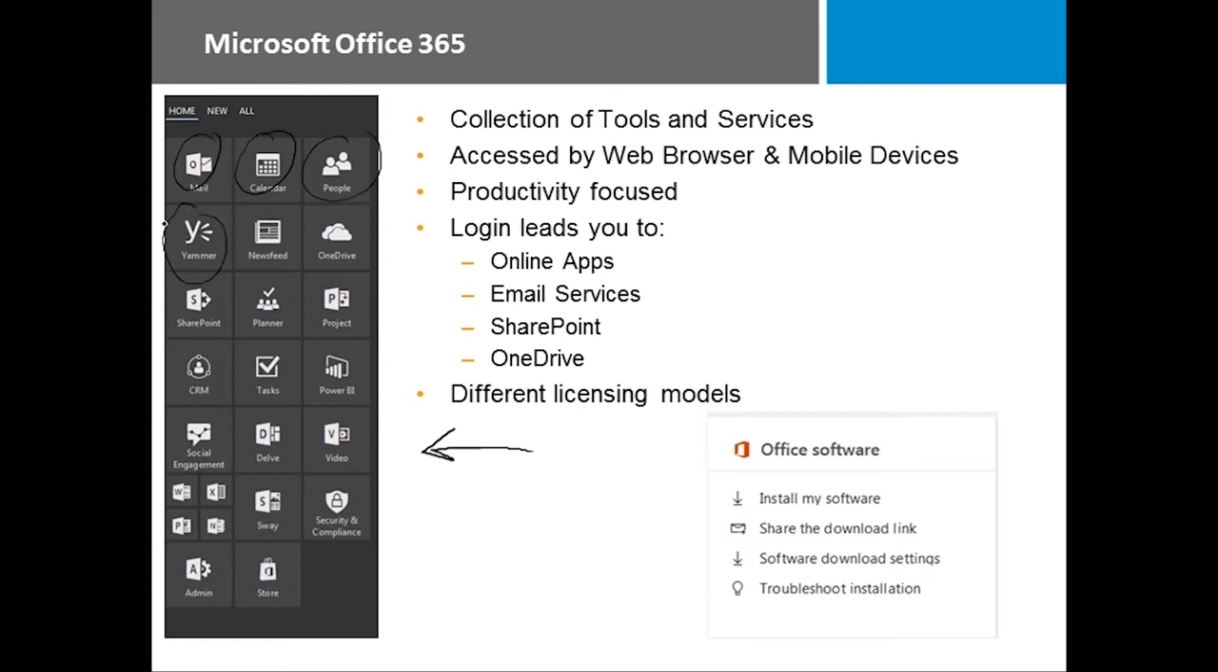Yammer is really about social media. We have a news feed, which is an extension of such. OneDrive, which is a portal up in the cloud to store your documents. We have SharePoint sites we'll take a look at. We have Planner apps, Microsoft Project, which actually is, in fact, a separate license. We have Dynamics CRM, again, a separate license. Our tasks, which are similar to the tasks you see in Outlook if you use Outlook.